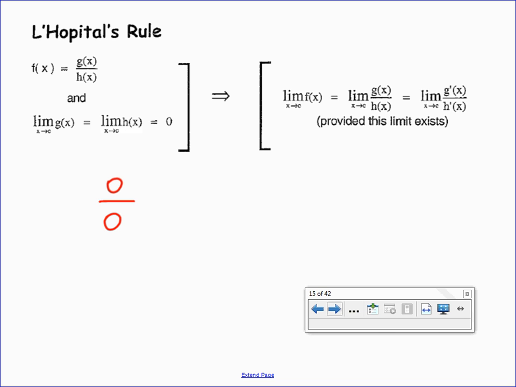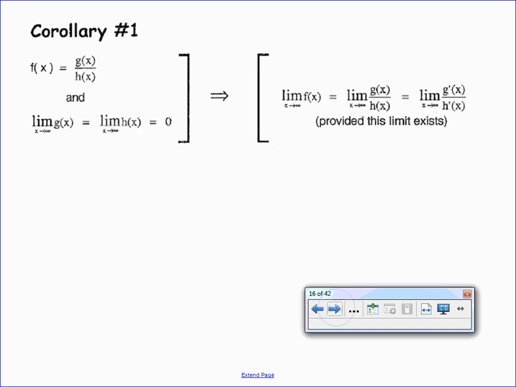So it's not the quotient rule, right? It's not the quotient rule. Instead, you just do the derivative of the top. Separately, you do the derivative of the bottom, and then you try to evaluate the limit of the new quotient of the results. So if we get, as x approaches infinity, an indeterminate form 0 over 0, then we're authorized to take the derivative of the top, take the derivative of the bottom, and then try again.